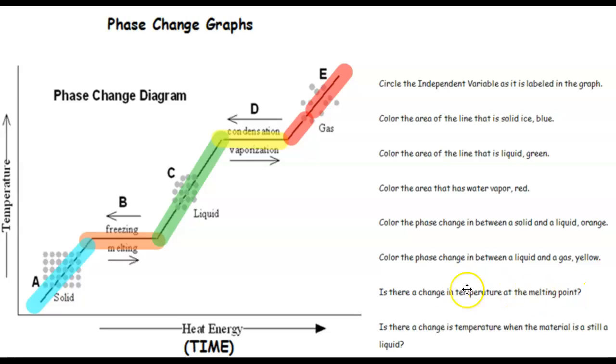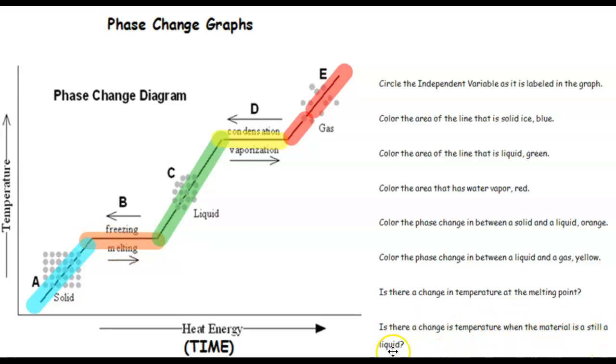Is there a change in temperature at the melting point? You need to be able to find the melting point. Here it is at B. Notice that this is flat. A lot of people say that when you melt something, you're adding heat, which you are, but the temperature does not change. Ice does not increase from 0 degrees to 10 degrees because warm ice doesn't exist. The temperature while it's melting is 0.